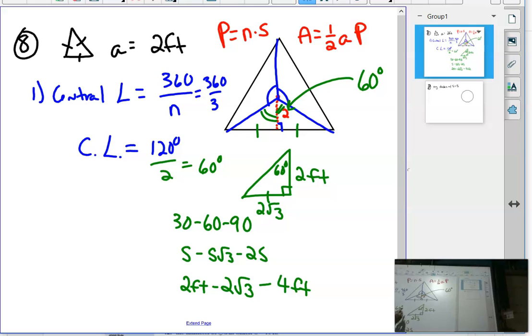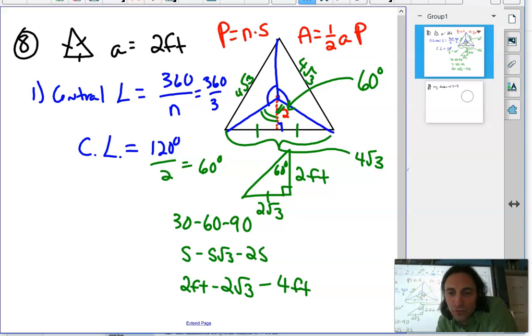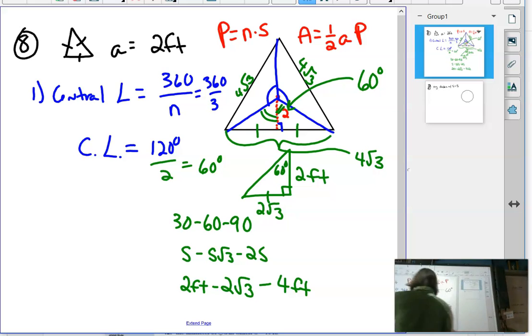So what does that mean? It means this entire side length is 4 square roots of 3. This is 4 square roots of 3. This is 4 square roots of 3. And now I can actually use my formula. I can plug this number, it has a radical in it, but it's still a valid side length, into my perimeter. So here we go.